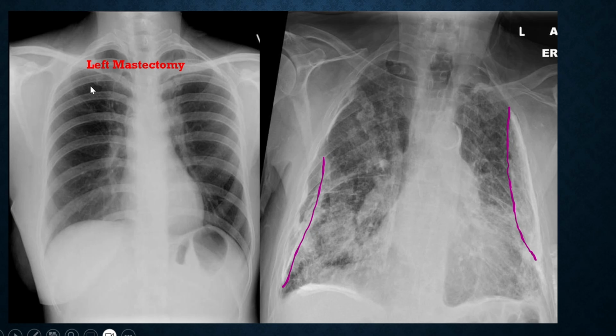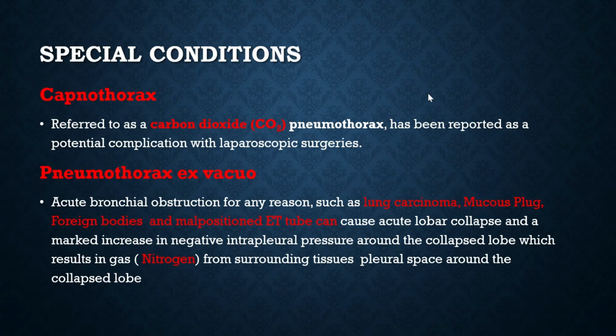Now others are the left mastectomy, that is the lucent left hemithorax due to the mastectomy, and another condition is the congenital absent pectoralis muscle, called the Poland syndrome. And another is that we can see this pink line denotes the calcified pleura. So sometimes it can also mimic the pneumothorax. So these are the conditions which need to be differentiated from the pneumothorax.